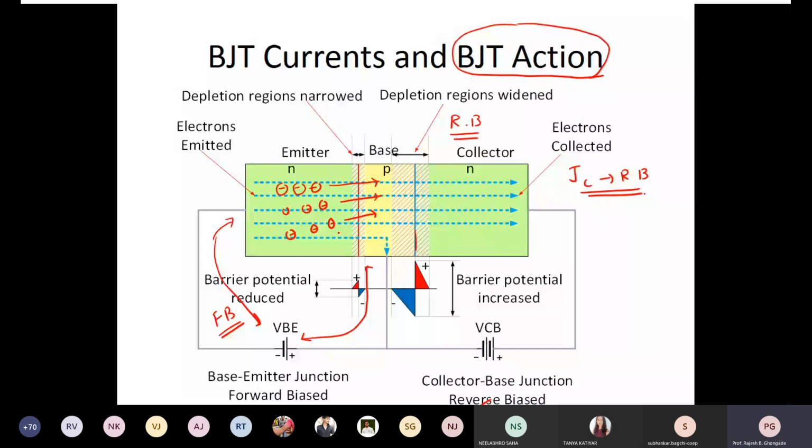So, where was I? Many electrons are now there in the base. But what is the nature of the base? It is p-type. Base is p-type, no? Yes, sir. And electrons in p-type are what? They are majority current carriers or minority current carriers? Minority. They are minority.